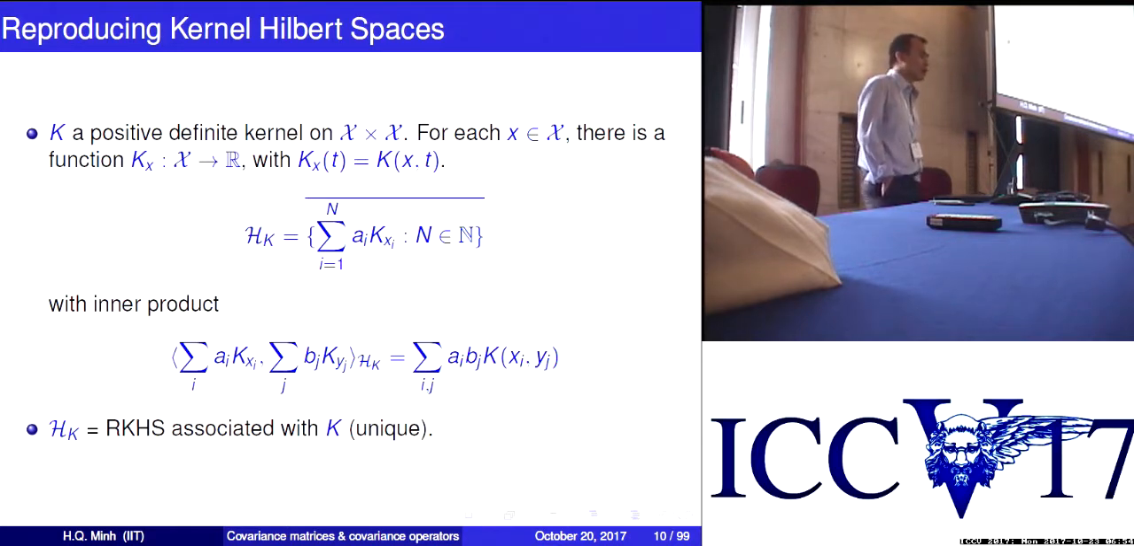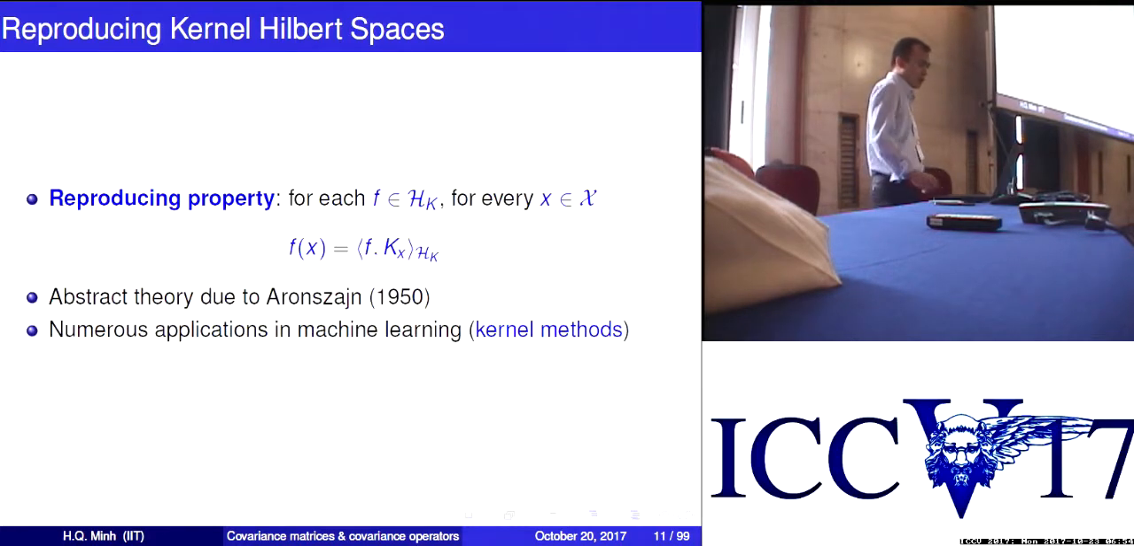Given a kernel, we have a reproducing kernel Hilbert space, or RKHS, of functions on X. So there's a unique correspondence. It's called a reproducing kernel Hilbert space because we have the reproducing property. It says that for every f, we have f(x) equal to the inner product of f with k_x. So the value of f(x) at every point is well defined.